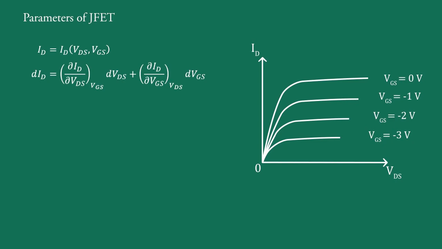If we look through these characteristic curves, we can find that this quantity del ID by del VDS gives the slope of the curve at any point, say P, for the particular value of VGS, while this quantity del ID by del VGS gives the spacing of the curves near the point P for the particular value of VDS at P. These quantities are not constant.